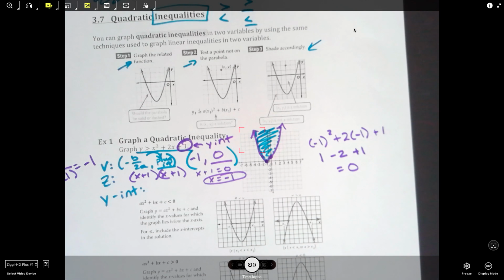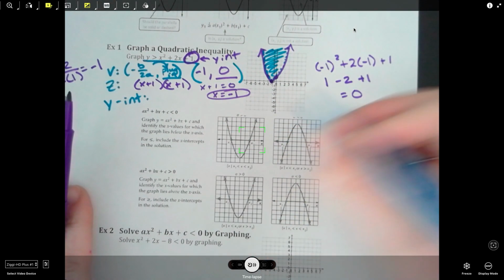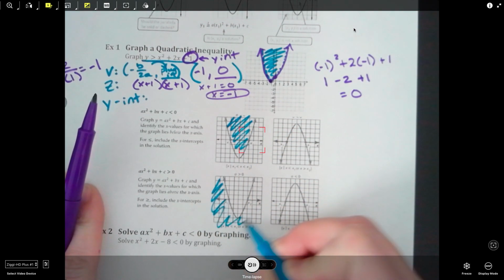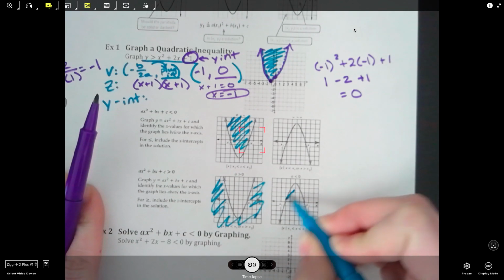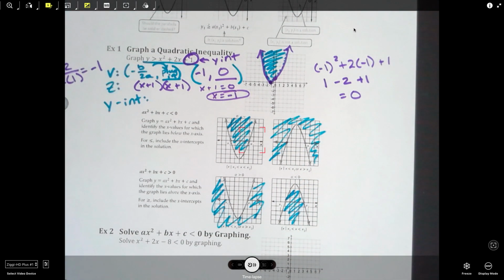Let's go. So there are 4 different scenarios that you could have. You could have an example that looks like this where you're shading inside, you're shading outside, you're shading inside, you're shading outside. Those are the basic 4 different scenarios that you're going to have. Either it's a smiley face and you're shading inside, smiley face shading outside, frowny face shading inside, frowny face shading outside. Those are the different things that are going to happen, okay?